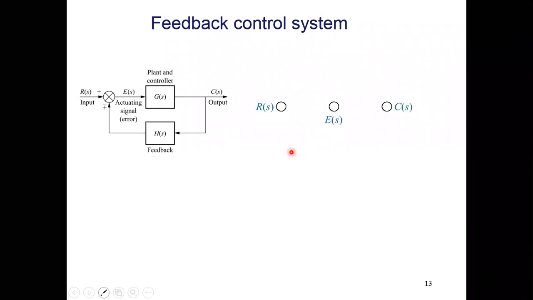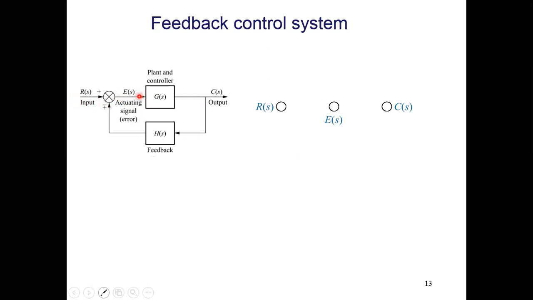How many systems do we have? We have two subsystems, G of S and H of S, so we will have 2 branches. But where will we place our branches?